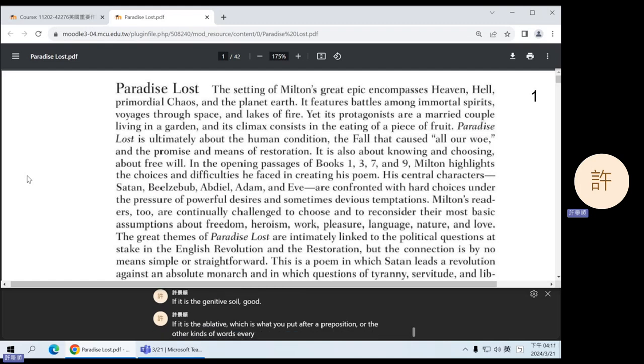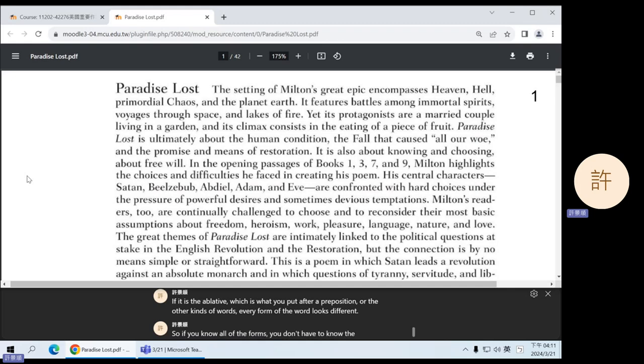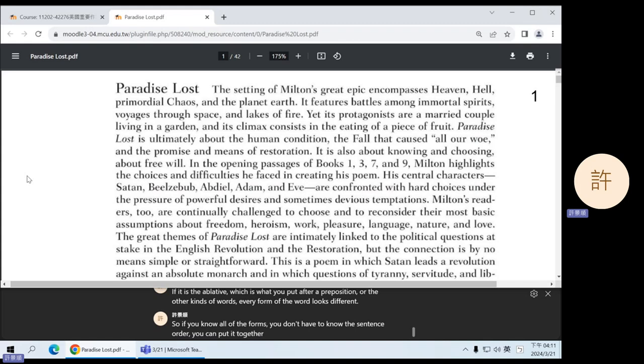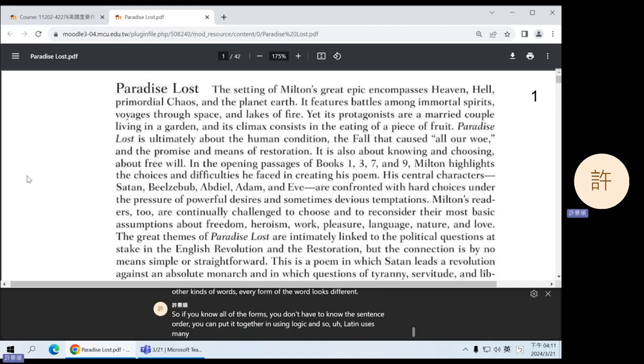Every form of the word looks different. So if you know all of the forms, you don't have to know the sentence order. You can put it together using logic. And so Latin uses many different kinds of sentence orders.